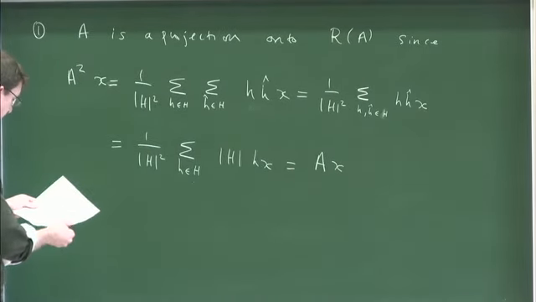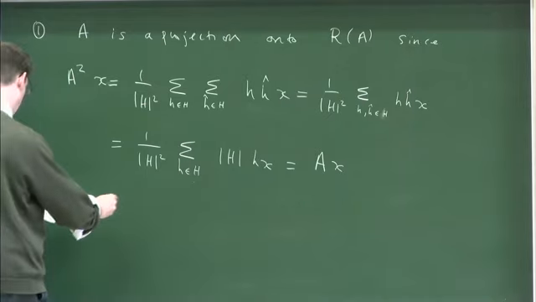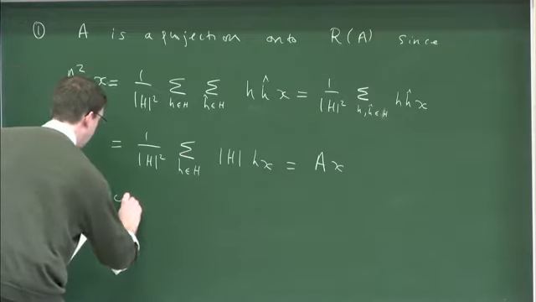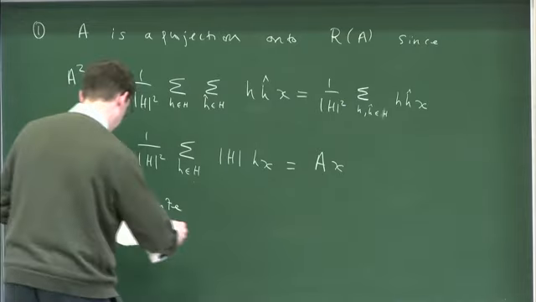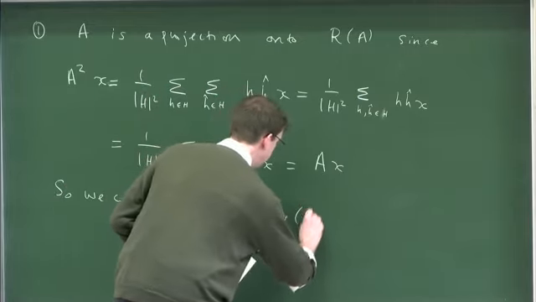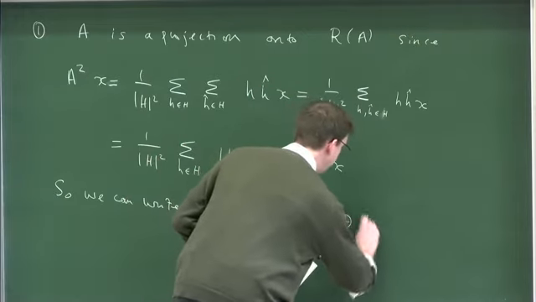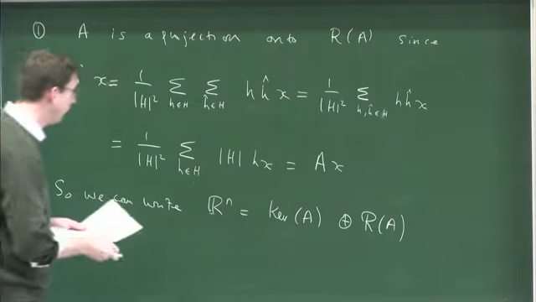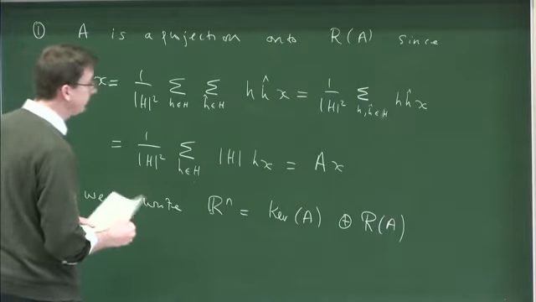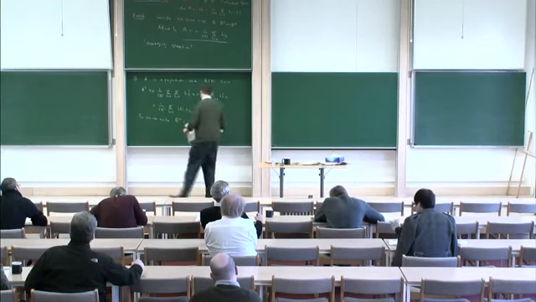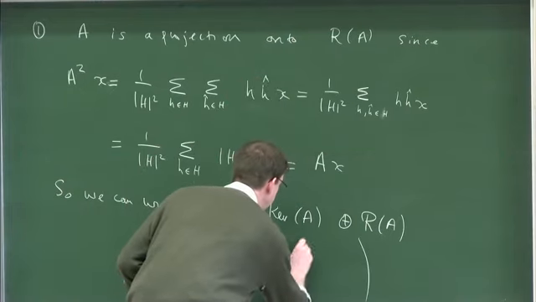So A squared is equal to A. As a linear transformation, it's useful to write Rn in the usual kind of direct product of the kernel plus the range of A. And then essentially A is acting as 0 on the kernel, and as the identity on the range. So we're thinking in terms of the action of A, what it looks like.